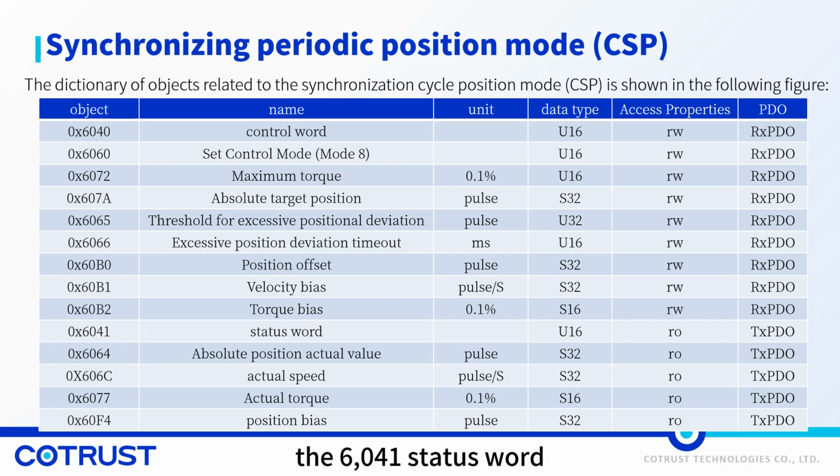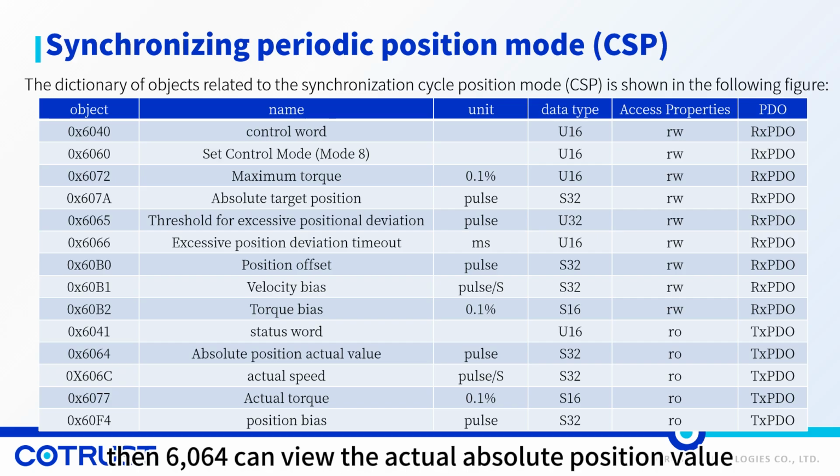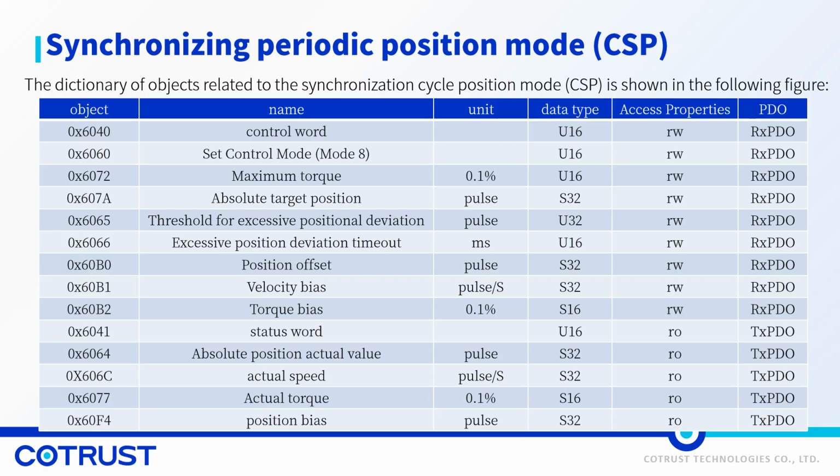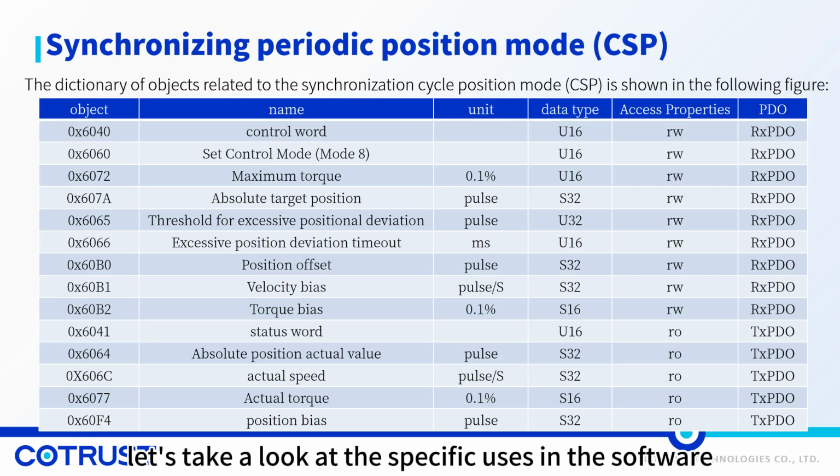as needed. The 6041 status word can view the current state of the axis. Then 6064 can view the actual absolute position value. 606C can view the actual speed. And 6077 can view the actual torque. Let's take a look at the specific uses in the software.